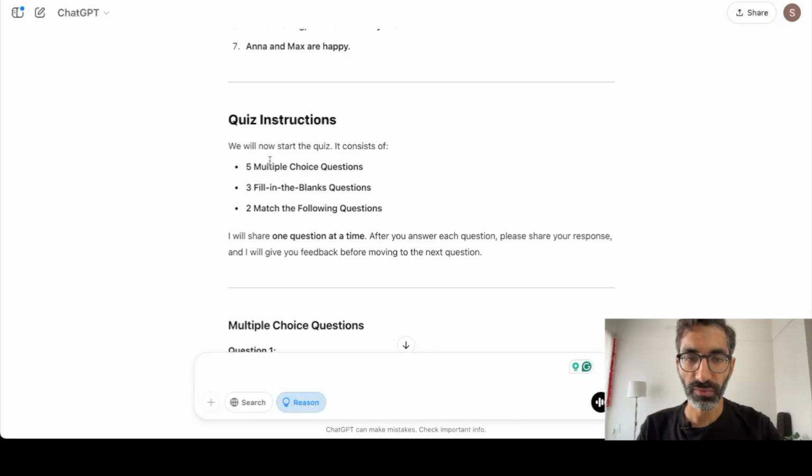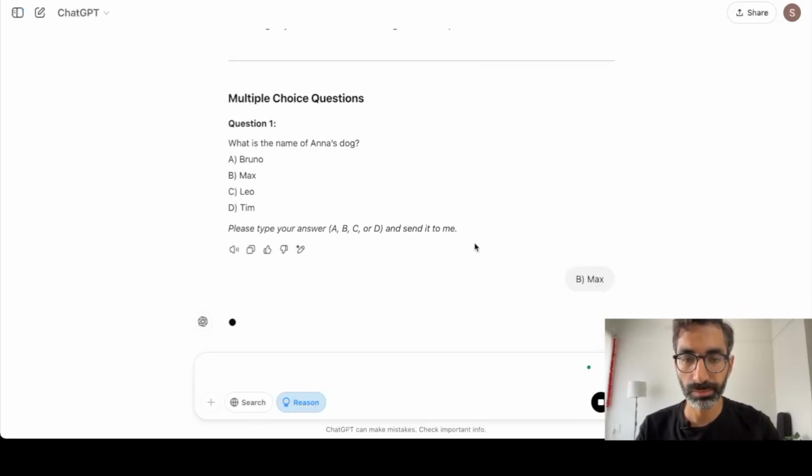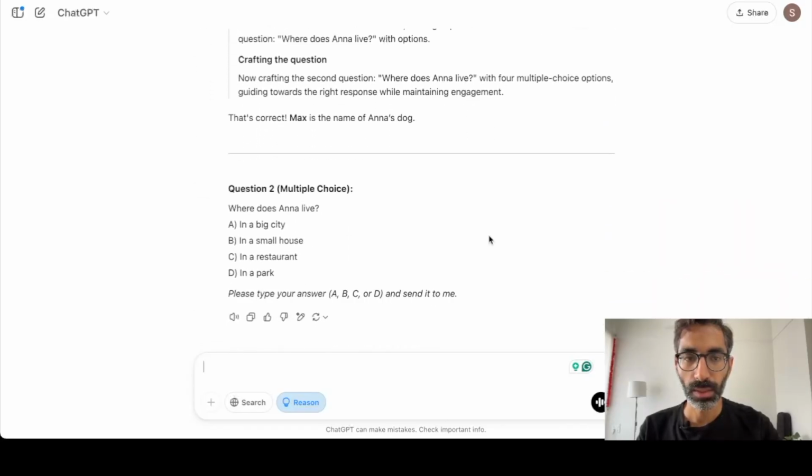Now there is going to be a quiz. Before that, ChatGPT is giving me some instructions, which is good to see. It's going to give me these questions one at a time. Okay, question 1, what is the name of Anna's dog? The name of Anna's dog is Max. I know that. So I type my answer and send it. It's absolutely correct. Where does Anna live?